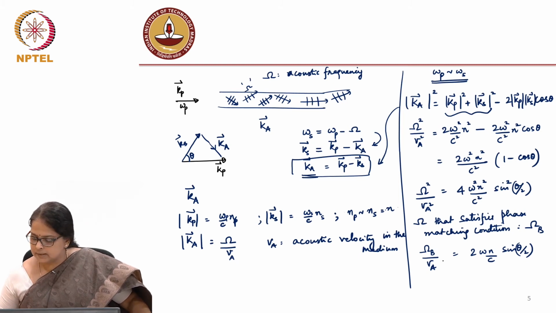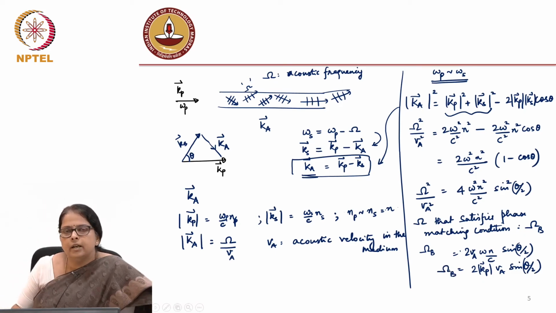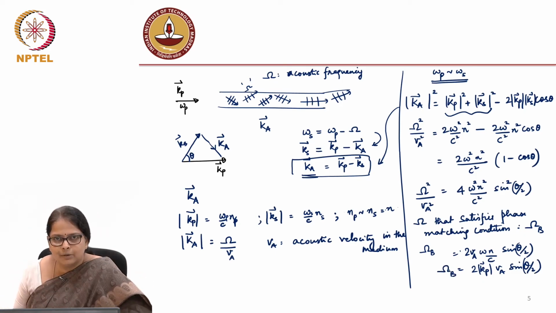Okay. So what does this mean? It means that my omega b is nothing but 2 times Va times this, and omega n by c is the wave vector k. So this is 2 magnitude of Kp Va sine theta by 2. Now this is a very interesting result which tells us so many different things about stimulated Brillouin, about Brillouin scattering.